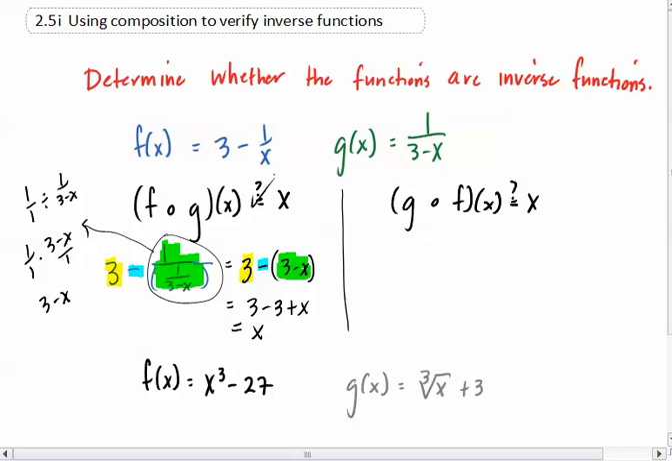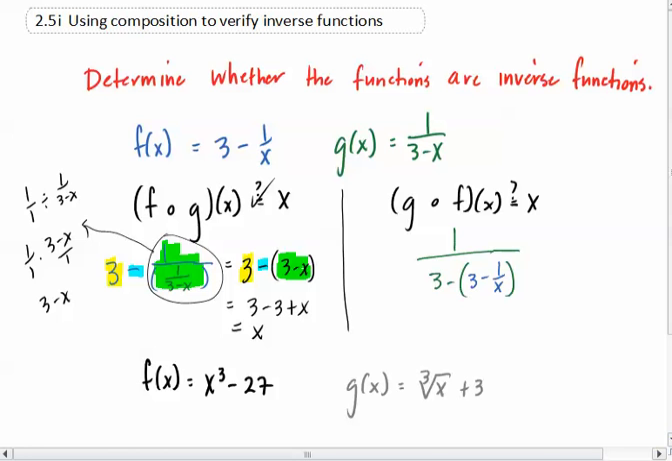Now it has to happen in both directions, so let's go ahead and take g after f. In other words, g of f of x: we're going to take the f function and put it in the g function. Let's take the g function and write it, but instead of x, we'll leave an open place. Now we're going to take the f function and place it in there.